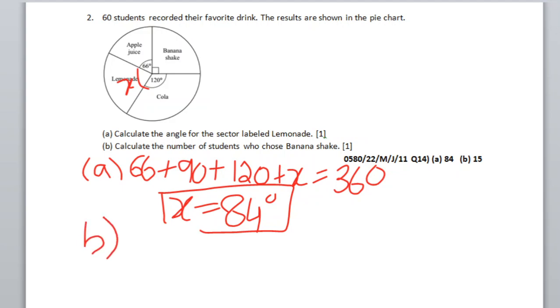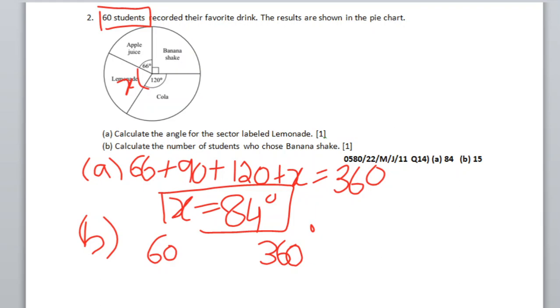Part B, calculate the number of students who choose banana shake. So the total number of students in this group is 60, and the total angle is 360 degrees. So we write 60 and we write 360 degrees corresponding to it. Calculate the number of students who choose banana.